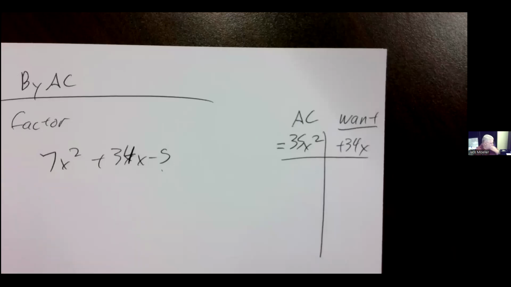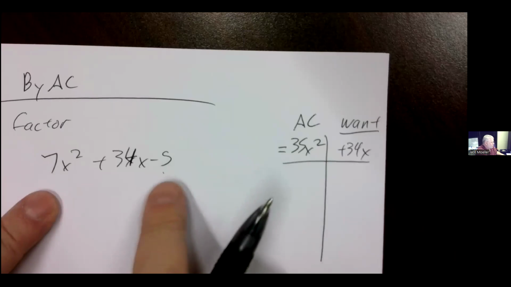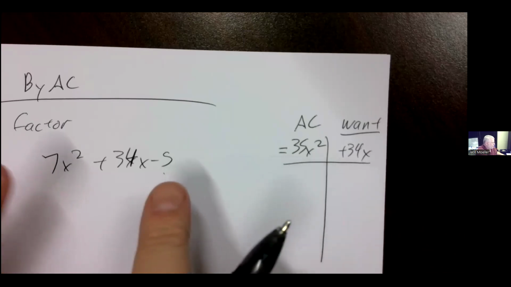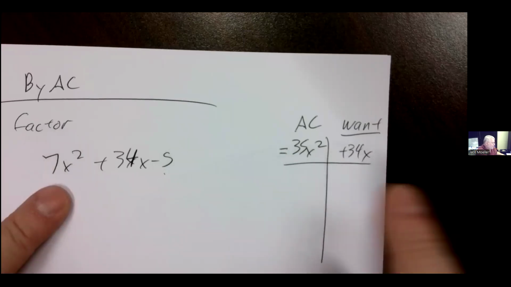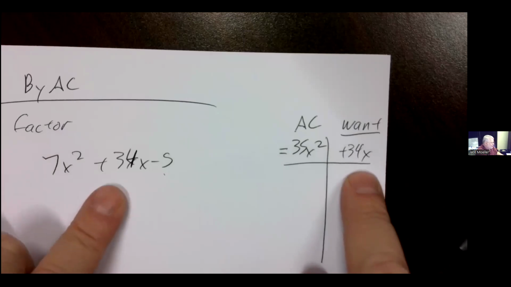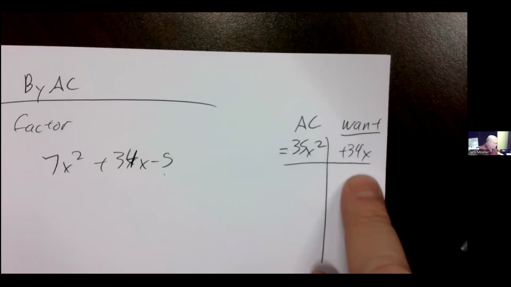All right. So that's how we start. So we're not doing columns for the first term and the last term. We're doing columns for the product of the first term and the last term. And then we're not factoring this middle term. That's just what we want for adding and subtracting.